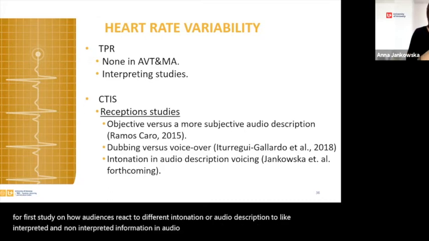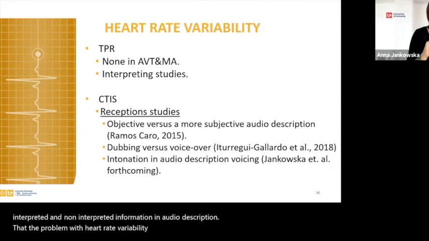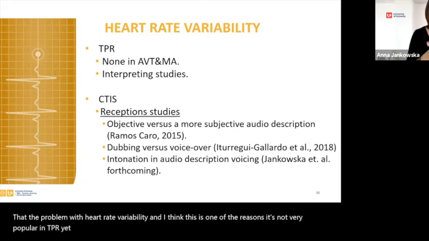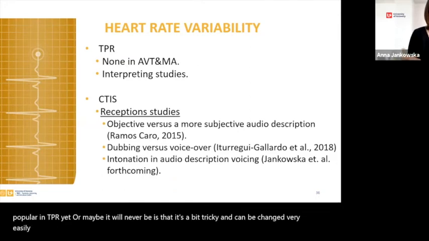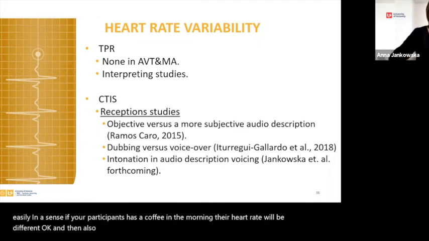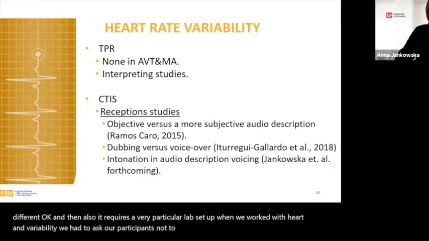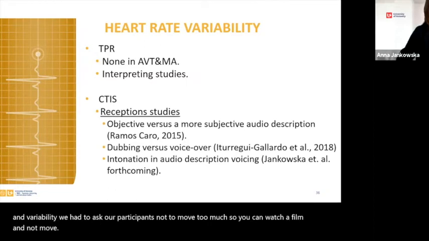The problem with heart rate variability, and I think this is one of the reasons it's not very popular in TPR yet, or maybe it will never be, is that it's a bit tricky and it can be changed very easily. In a sense, if your participant has a coffee in the morning, their heart rate will be different, okay? And then also it requires a very particular lab setup. When we worked with heart rate variability, we had to ask our participants not to move too much. So you can watch a film and not move too much, but how can you work and not move much?